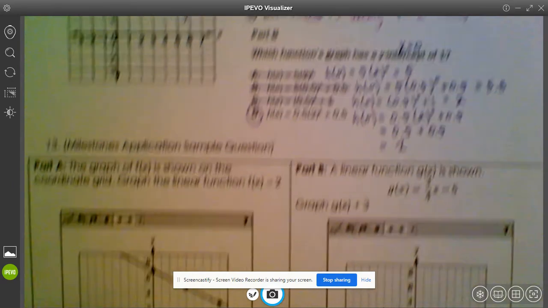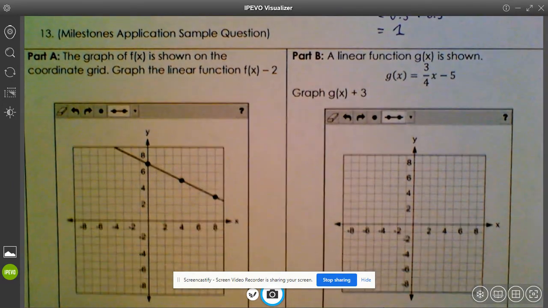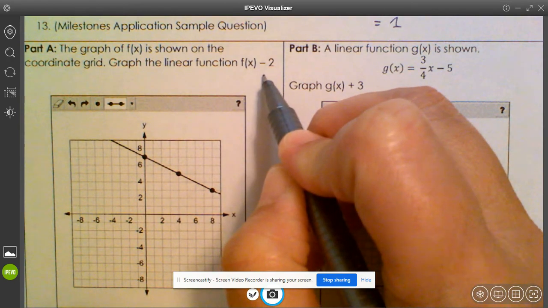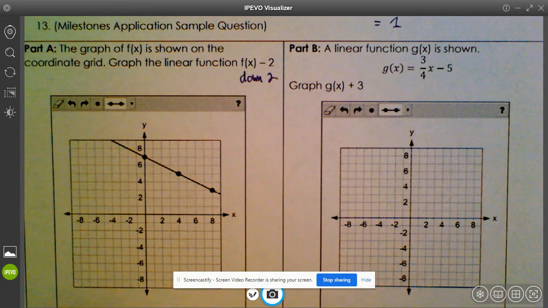And then we look at a few milestones applications, sample questions. Part A, the graph of f of x is shown on the coordinate grid. Graph the linear function f of x minus 2. All right, so what's going to happen on this one is sometimes they'll give you a graph, and here's what I want you to notice. So you'll look right here and notice what we have to do is shift down 2 units.